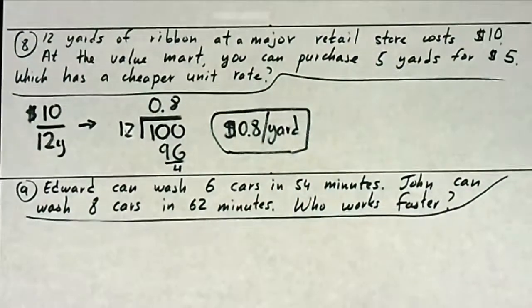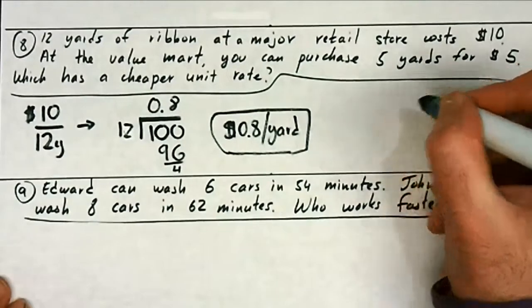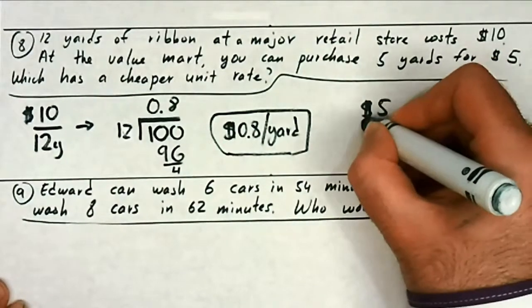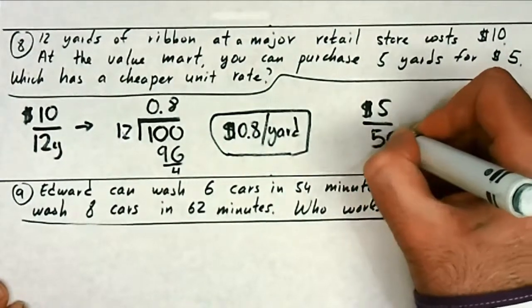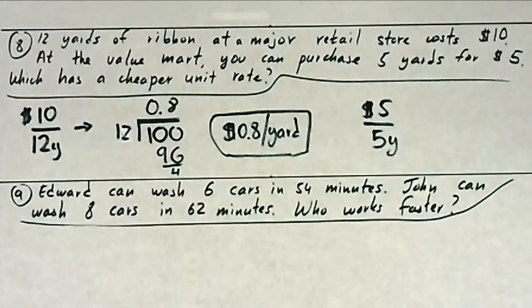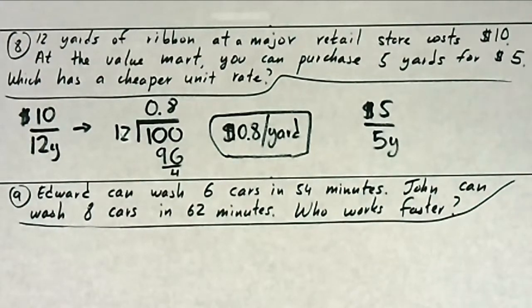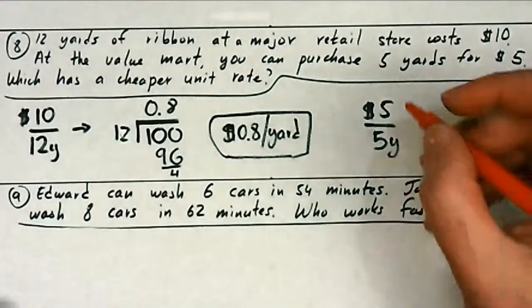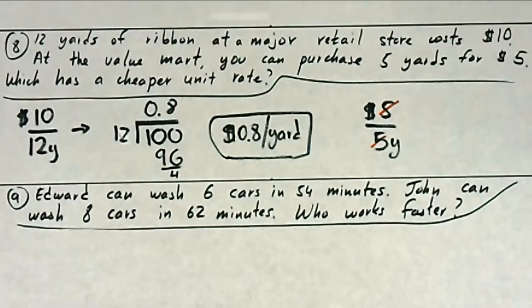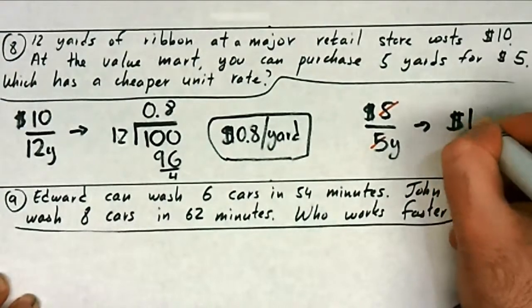Now let's find the other one. So let's put the Value Mart ratios. Again, the money's going to go on top, and the yards are going to go on the bottom. Here, do I need to do a long division? No, because it simplifies down. I can cancel 5 with a 5. Yay, for easy problems. Which leaves me with just the 1 on the top, so this is just $1 per yard.